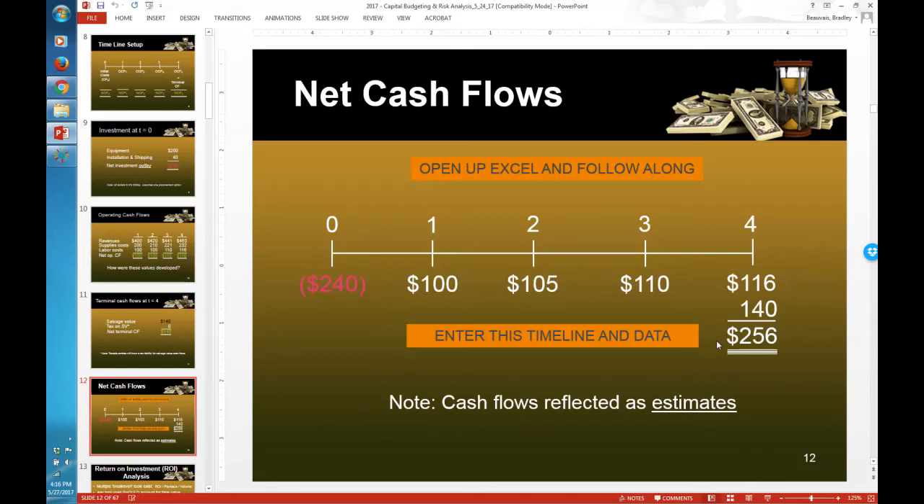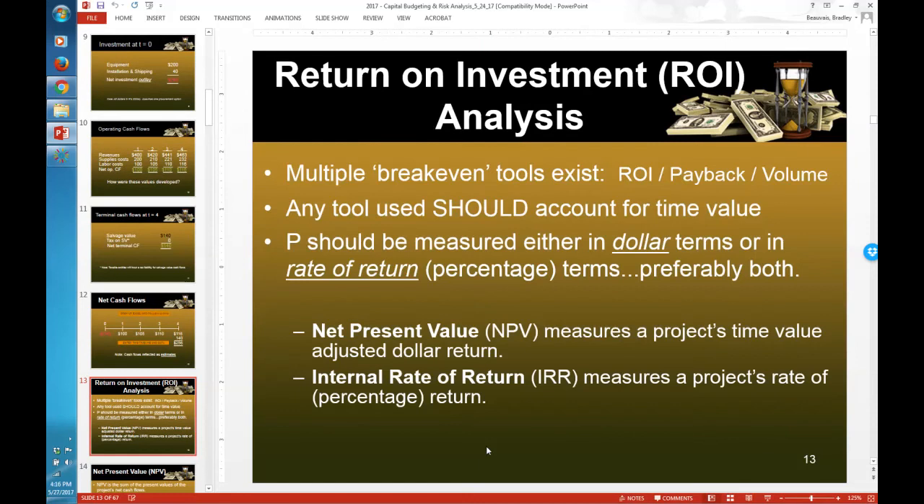Enter your timeline, your data. Again, this is all based on our operational cash flows. So of course, here's our $100,000 over here. This gets put into our timeline. Our $240,000 is our initial investment, so on and so forth. And of course, these are all estimates, but these provide our baseline. It starts to provide some sort of basis for us to understand exactly what this project is going to do.